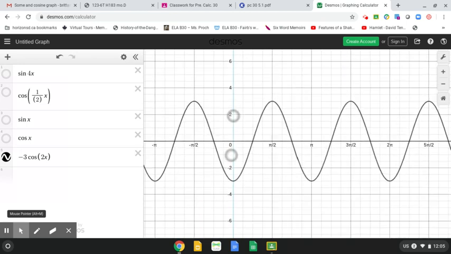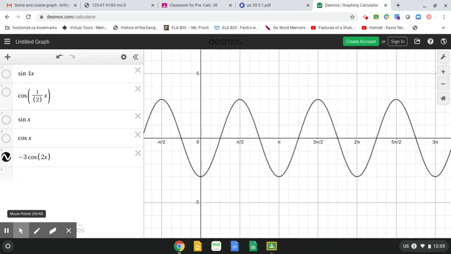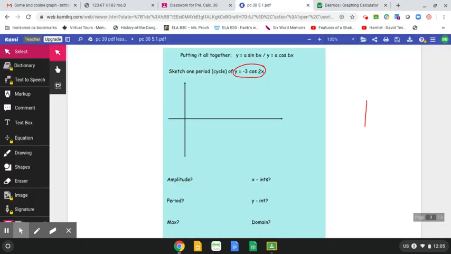Just gonna scrunch it a little. There, that looks much nicer. So first thing we got to look at is amplitude. Amplitude is always the absolute value of A. So absolute value of A here, what's A? A equals -3. So the absolute value of that is 3.